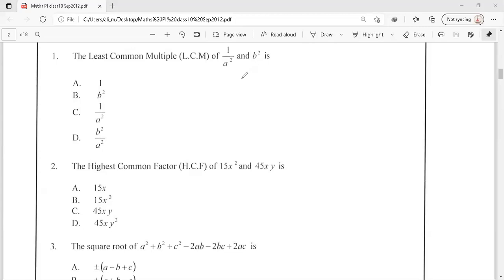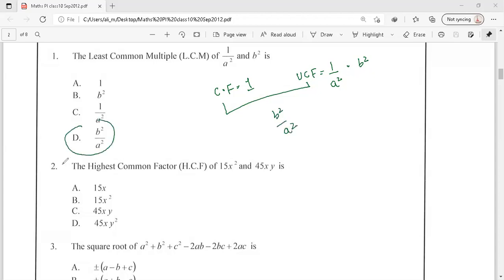The least common multiple of 1 over a square and b square. We have to find the least common multiple. So the common factor between them is 1, and the uncommon factor between them is 1 over a square and b square. So common factor multiplied by the uncommon factor will be equal to b square over a square. So option D is the right answer.